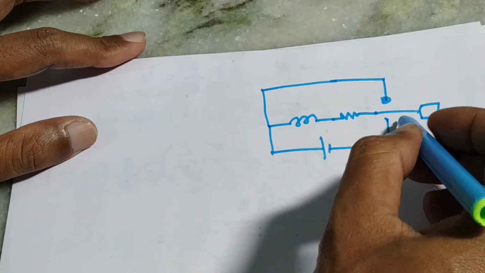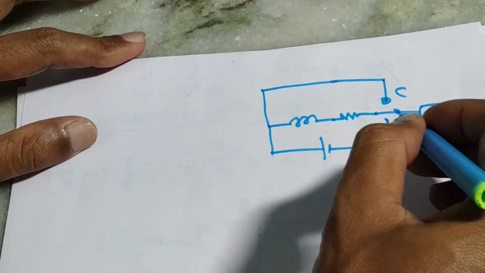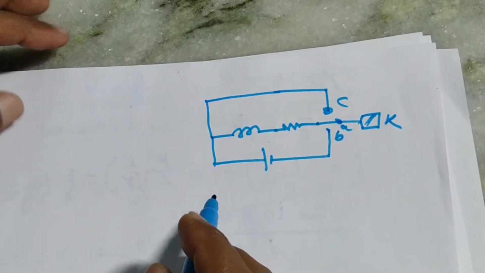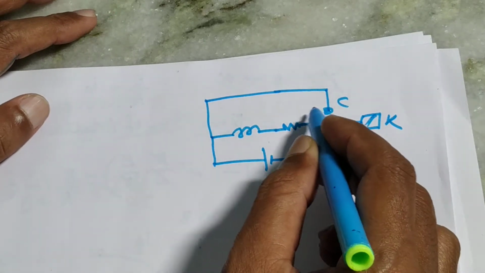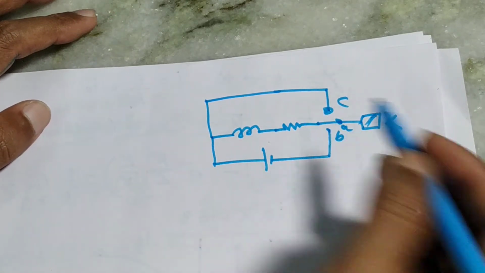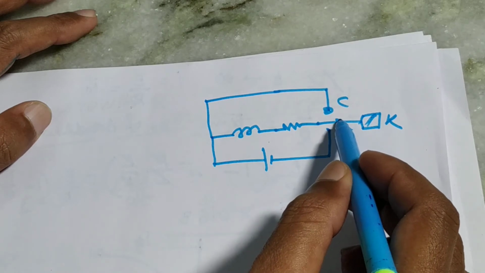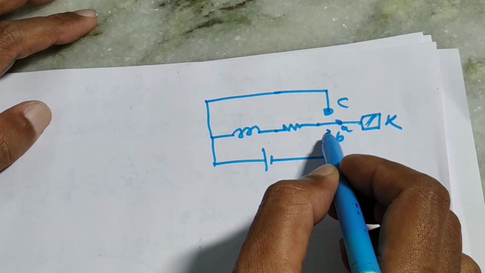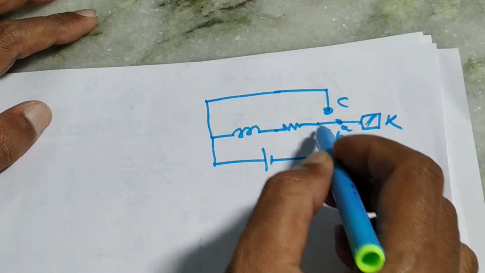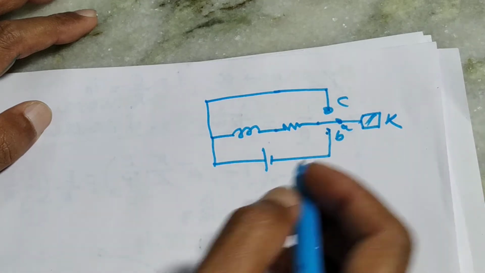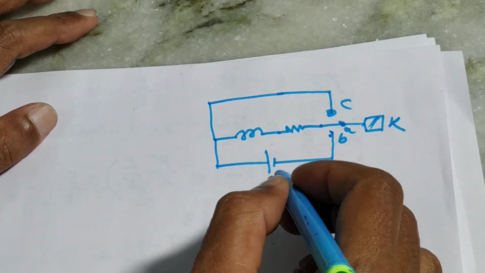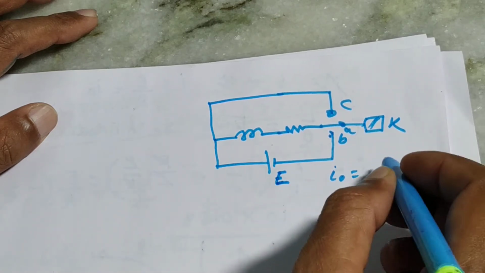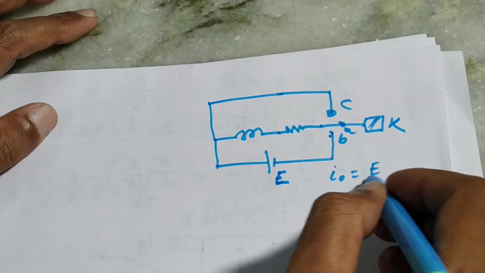Okay, this is B, C, this is A point, and this is K switch. During the growth of the current, the A point is connected to the point B. So the current in the circuit becomes maximum and reaches the steady state value I0 is equal to E by R.